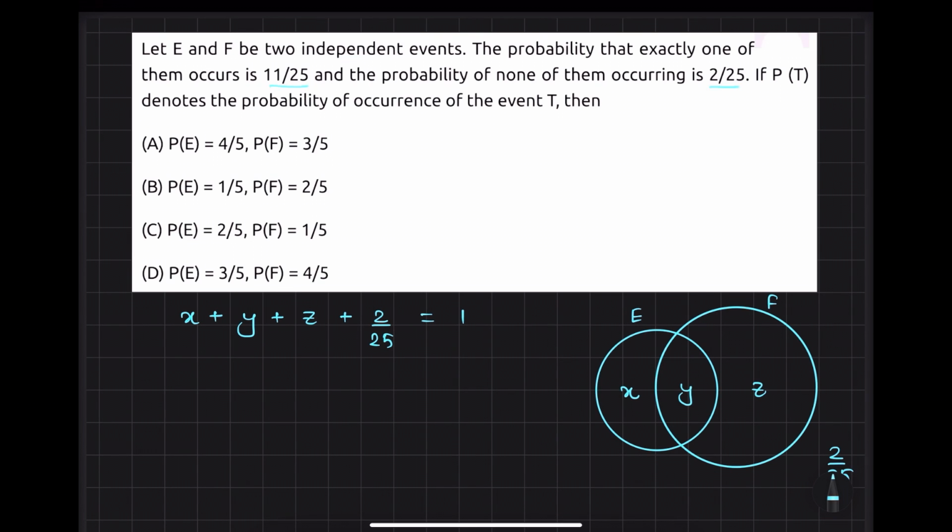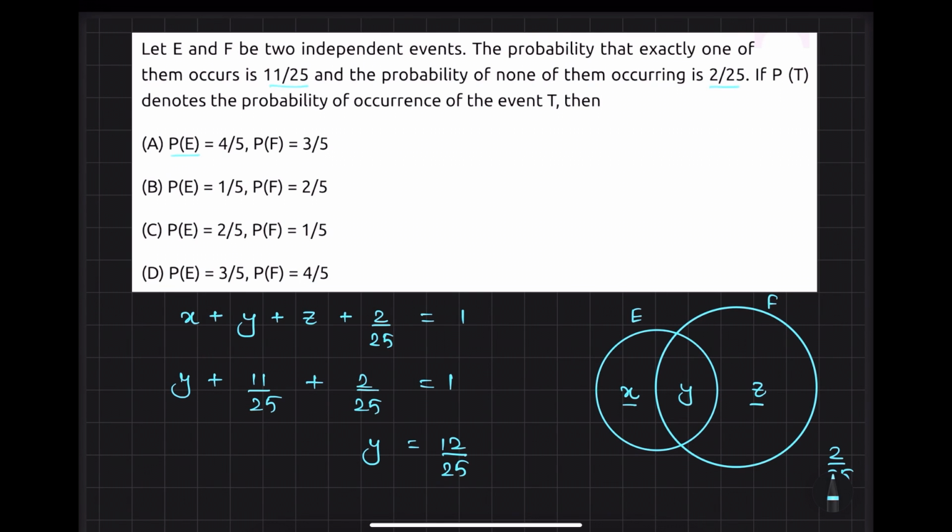And they are saying that x plus z, so x plus z is what? x plus z is 11 by 25. So can I say that y plus 11 by 25 plus 2 by 25 equals 1? Okay, so it is 13. So can I say that y will become 12 by 25? Right, 1 minus 13 by 25. So this y is the intersection.